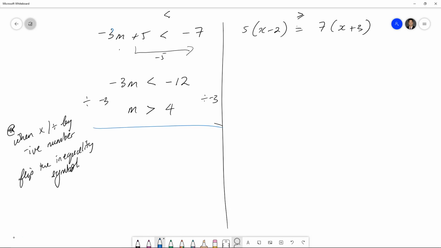I'm going to rewrite this equation, but without having to deal with negative values. So have a look at this. In this case, I'm going to move the negative 3m across to that side, and I'm going to move the negative 7 across to that side. So I'm going to add 7, I'm going to add 3m. So what we'll end up having is positive 12 is less than 3m. So 4 is less than m.